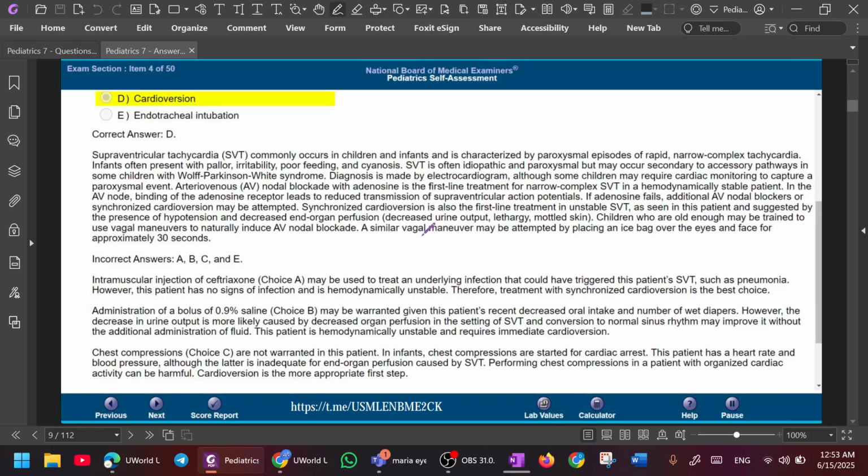Children who are old enough may be trained to use vagal maneuvers to induce AV nodal blockade. A similar vagal maneuver may be attempted by placing an ice bag over the eyes and face for approximately 30 seconds. Okay, got it. Next.